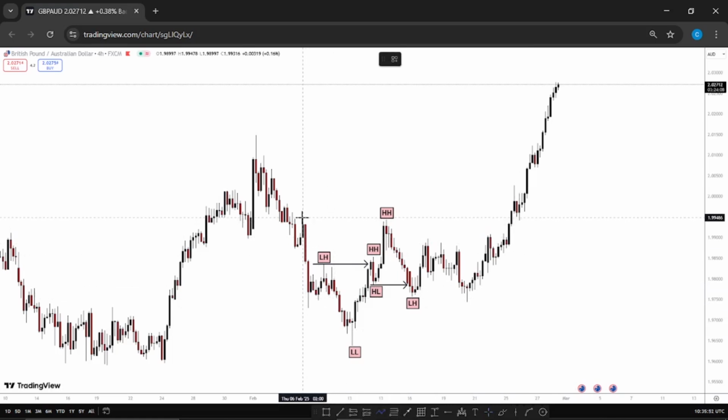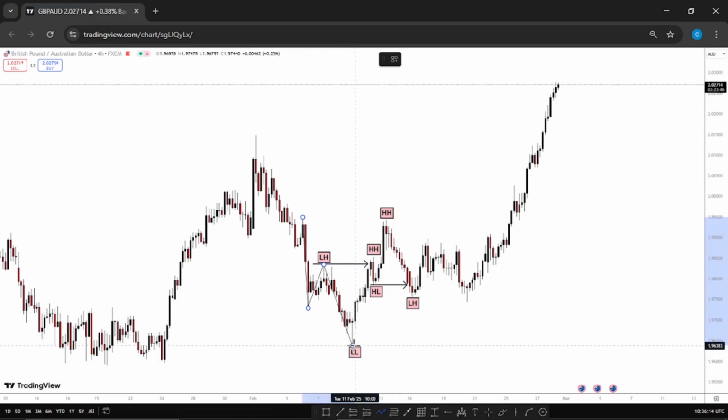So starting from here, what do we have here? Price came down and created what? A lower low. Came back up and created what? A lower high. Came back down and created what? A new lower low. Now, why is this our new lower low? This is our new lower low because this low is lower than that of its previous low.